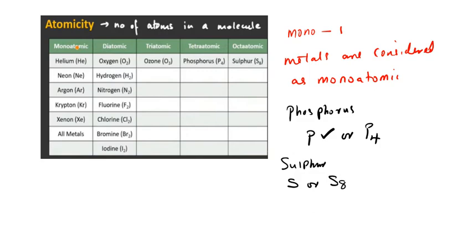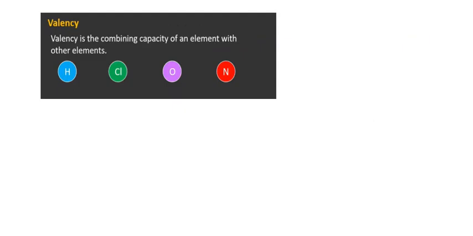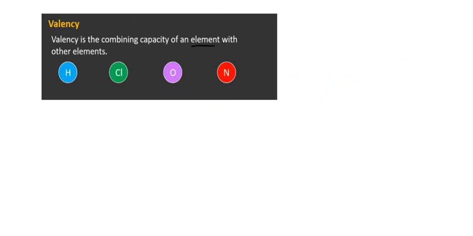So let's go ahead and check out valency. Valency is the combining capacity of an element with other elements. The combining power or combining capacity of an element with another element.